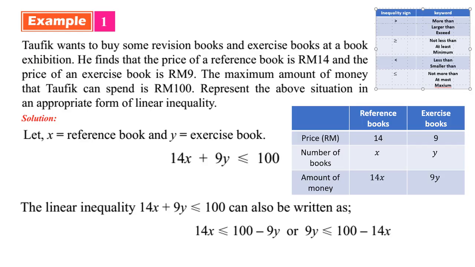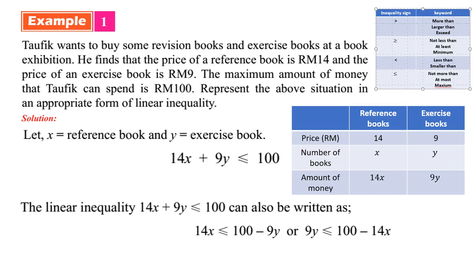Let us look at example 1. Taufik wants to buy some revision books and exercise books at a book exhibition. He finds that the price of a reference book is 14 ringgit and the price of an exercise book is 9 ringgit. The maximum amount of money that Taufik can spend is 100 ringgit. Represent the above situation in an appropriate form of linear inequalities.